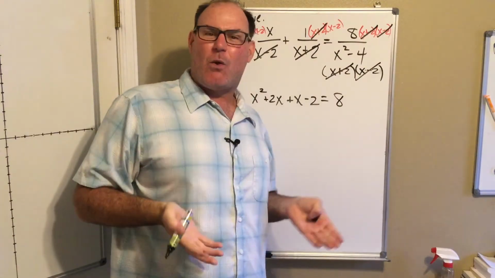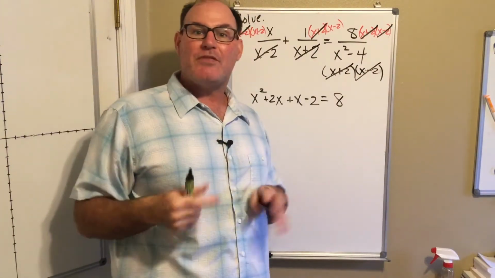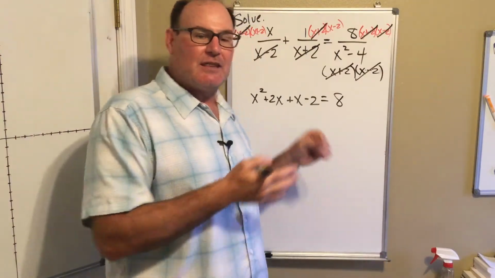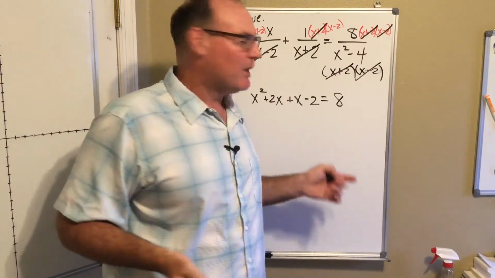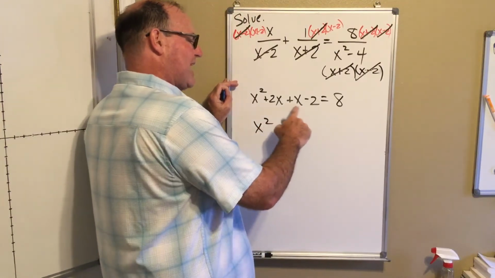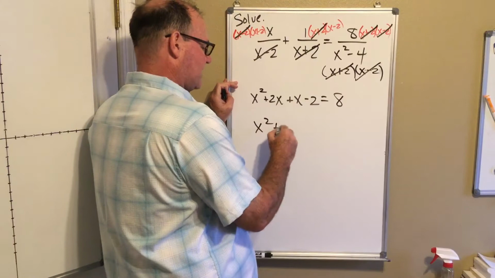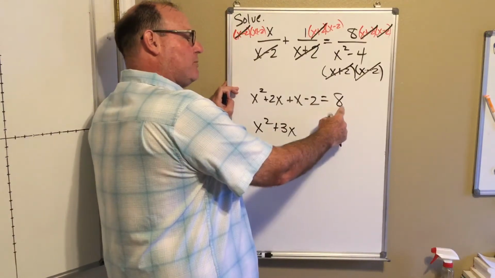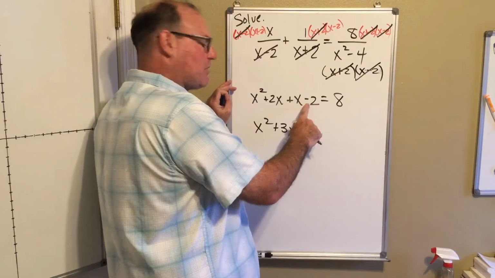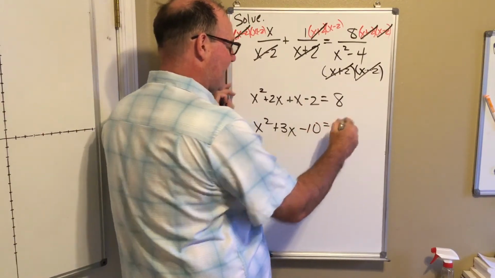In this case, I've got a quadratic equation. So remember, whether you're going to factor or use the quadratic formula, you have to get the quadratic equation equal to 0. So I'm going to do 2 things here simultaneously. I am going to add my like terms. 2x plus x is 3x. Then I'm going to bring the 8 over by subtracting it. And when I have negative 2 and I subtract 8, that gives me negative 10.